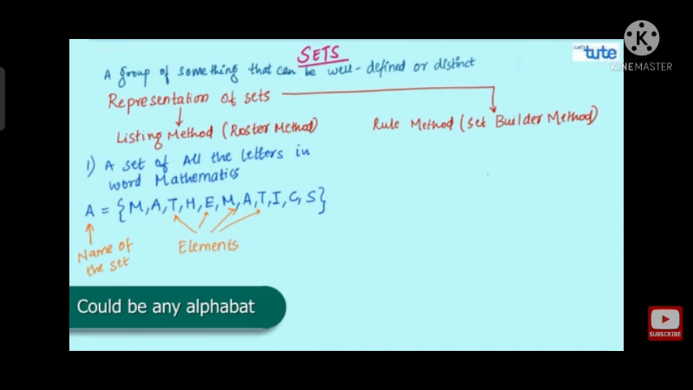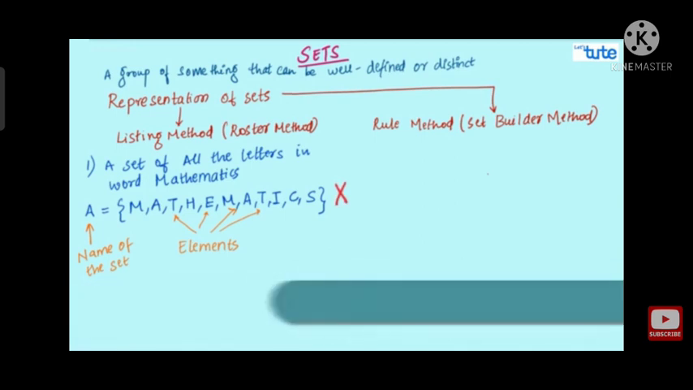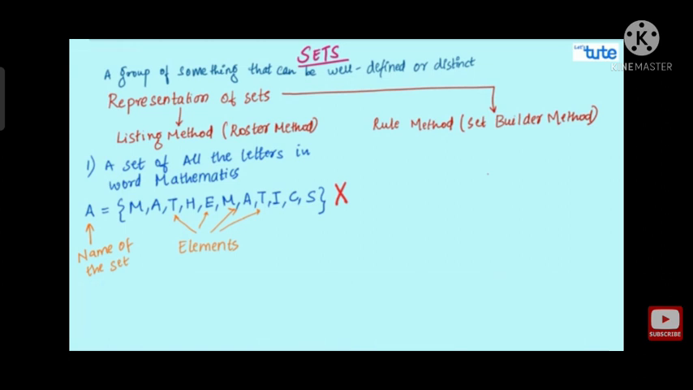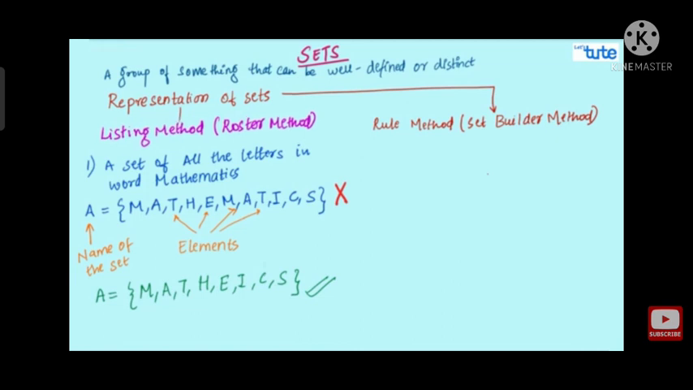However, there's one tiny mistake in this set. The elements in a set are never repeated. Every element appears just once in a set. Hence, the solution for the set of all the letters in the word mathematics will be A is equal to, curly brackets, M, A, T, H, E, I, C, S, curly brackets closed. This is how we present a set in the roster method or listing method.